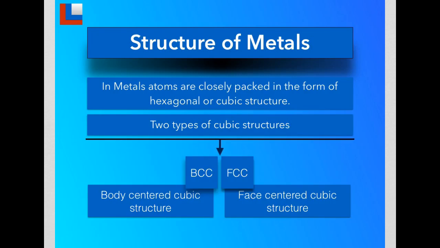Metals come in either of the following cubic structures: body-centered cubic structure and face-centered cubic structure. Body-centered cubic structure, or BCC, and face-centered cubic structure, or FCC. Let's see how a body-centered cubic structure looks.